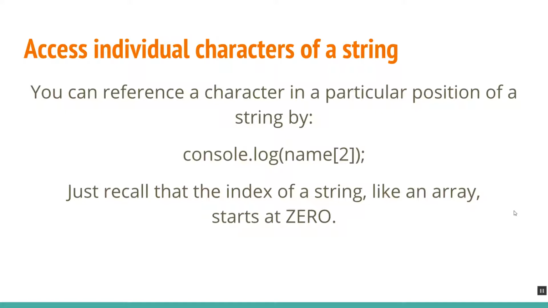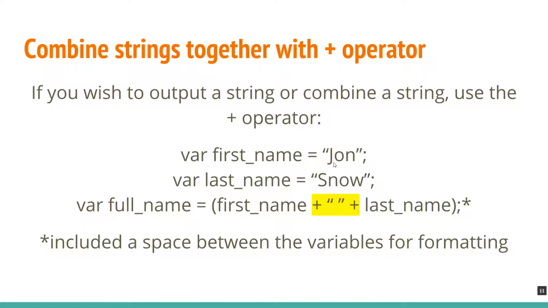Okay, another thing that you can do that's really cool is you can access an individual character of a string. So you can say, what is the value of the second index of this string? So for example, if I had Jon Snow as my value, let me show you. So here's Jon. The J is actually the index position 0, and then 1 would be O, 2 would be N.